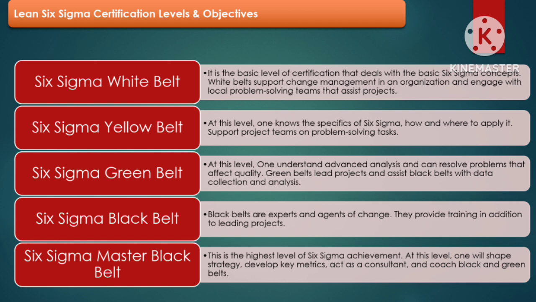We cover some problem solving techniques, we increase the number of tools, we do a detailed project and we do a detailed tools explanation which are necessary for the process improvement. And the next level is a green belt.